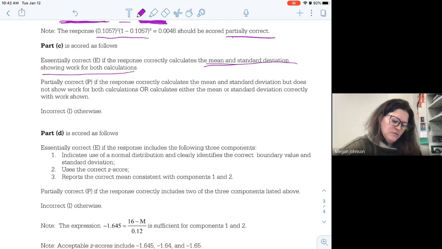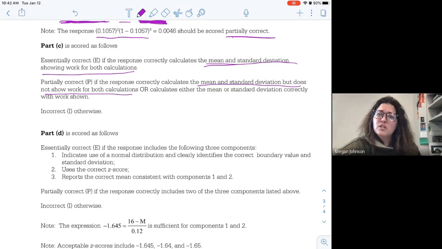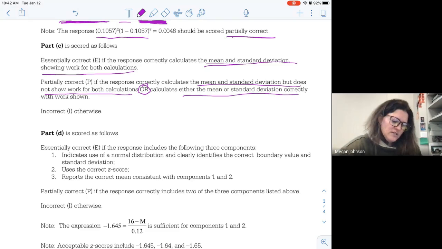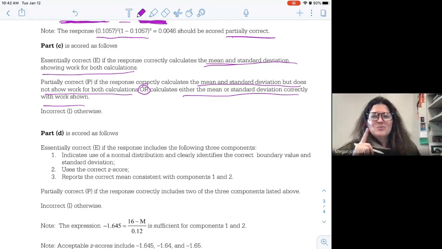Partially correct if the response correctly calculates the mean and standard deviation, but does not show work for both calculations. If you just list the mean and the standard deviation, but you didn't show how you got there, you'll get a P. You have to show your work. Or either the mean or standard deviation correctly with work shown. This is where you're forgiven.